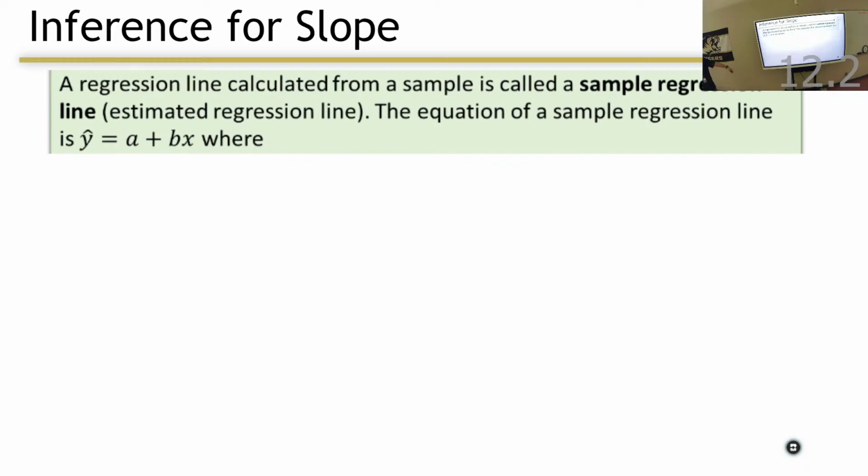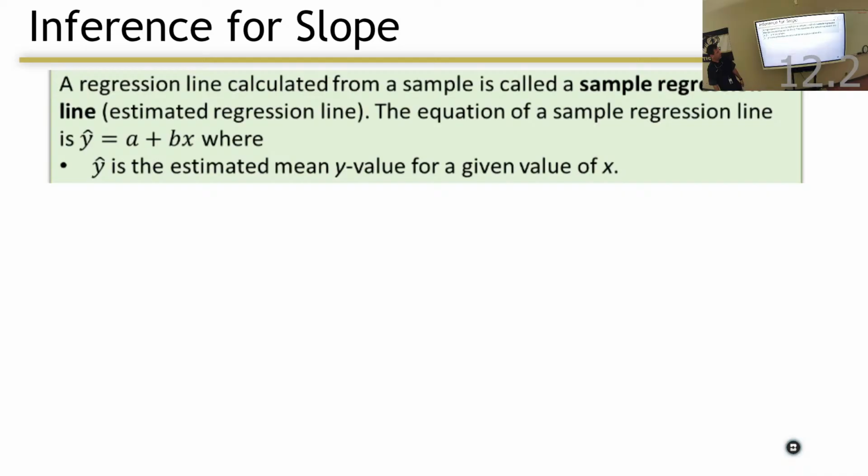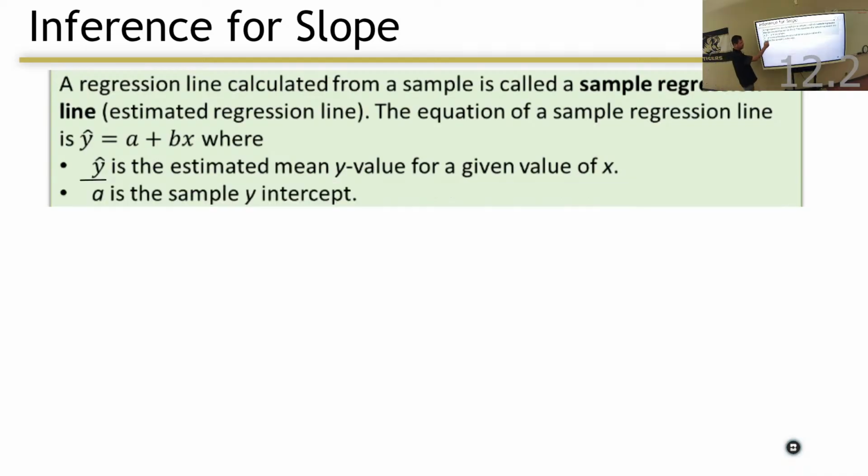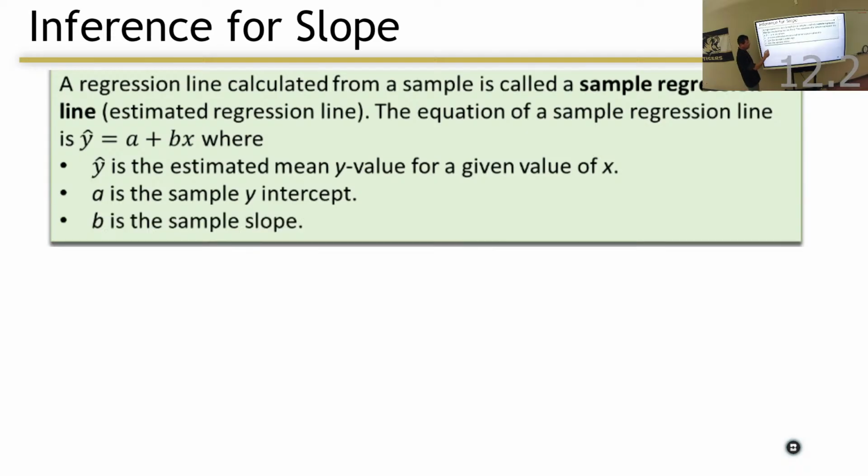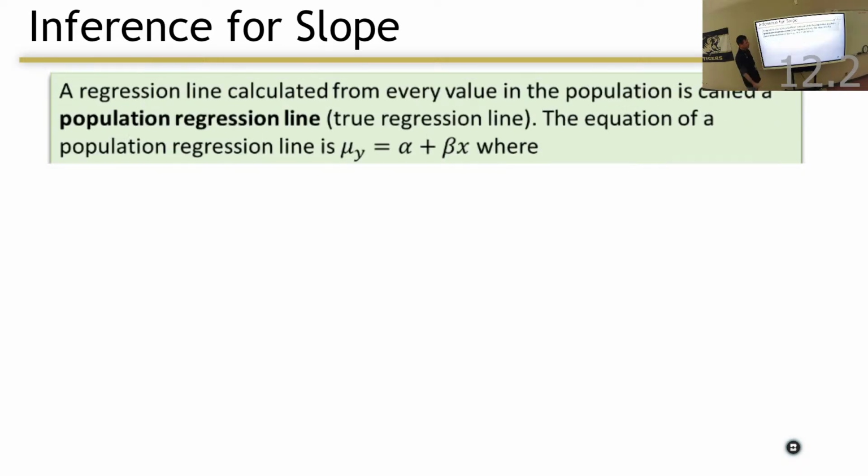Okay, so we have a sample regression line as y hat is equal to a plus bx. That's what we did all in chapter 3. We used samples. We didn't really realize it at the time, but that was pretty much one sample. Okay. y hat is the estimated value of y. a is the sample y-intercept. b is the sample slope. Again, just stuff we kind of know already.